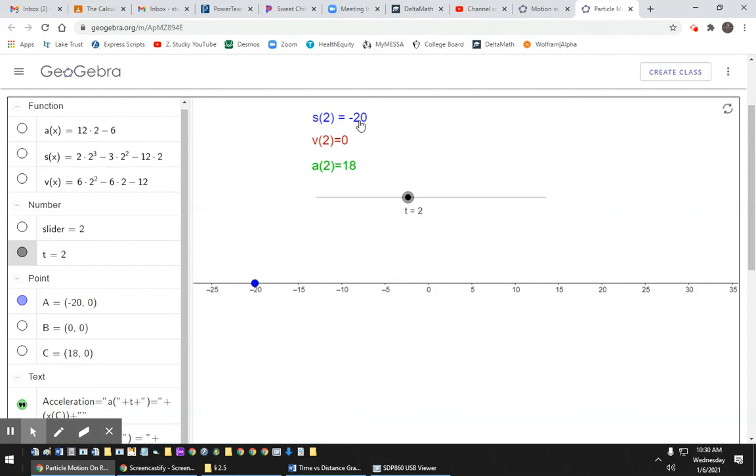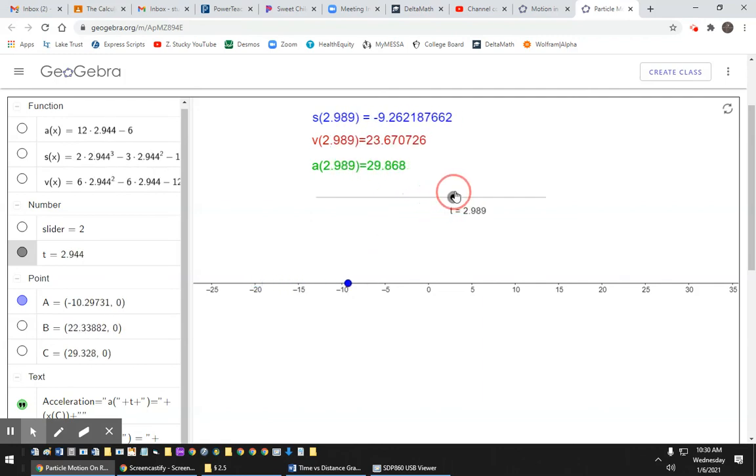My position is -20, so I'm 20 units away in the negative backwards direction from 0. But I'm accelerating positively. So now I'm going to start getting pulled towards the positive side, which means I'm going to get pulled this way, and now all my velocities are positive.